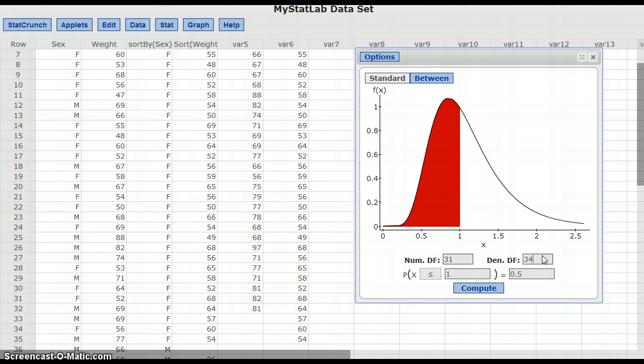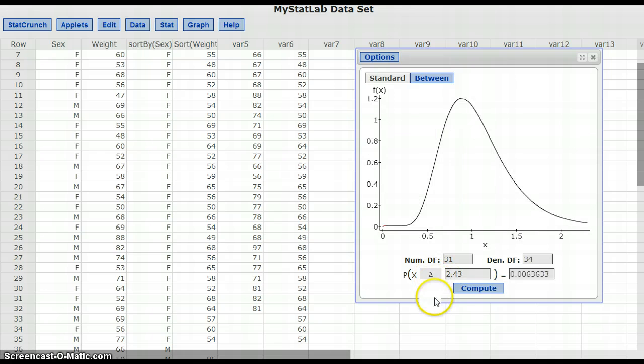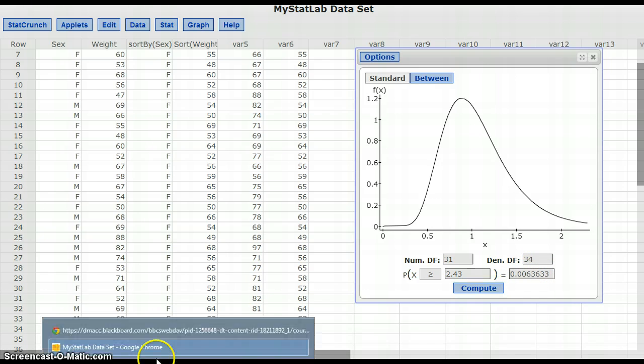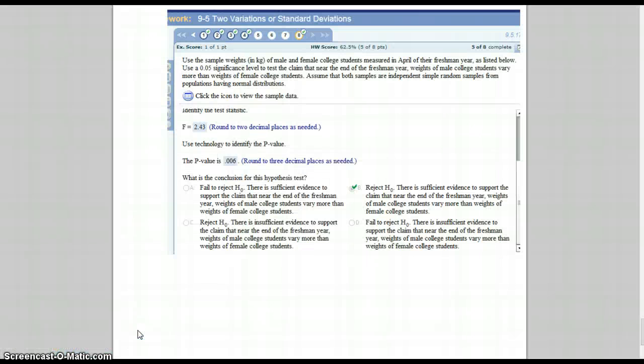So that's the degrees of freedom of each, and my F statistic was 2.43, I believe, and I want to find greater than. We always want to find the area to the right when we compute. So there it is, it's way out here in the tail. It's 0.006. So the probability we would get this much difference by random chance is less than 1%, 0.006. So if I go back to the homework here, the p-value is 0.006.